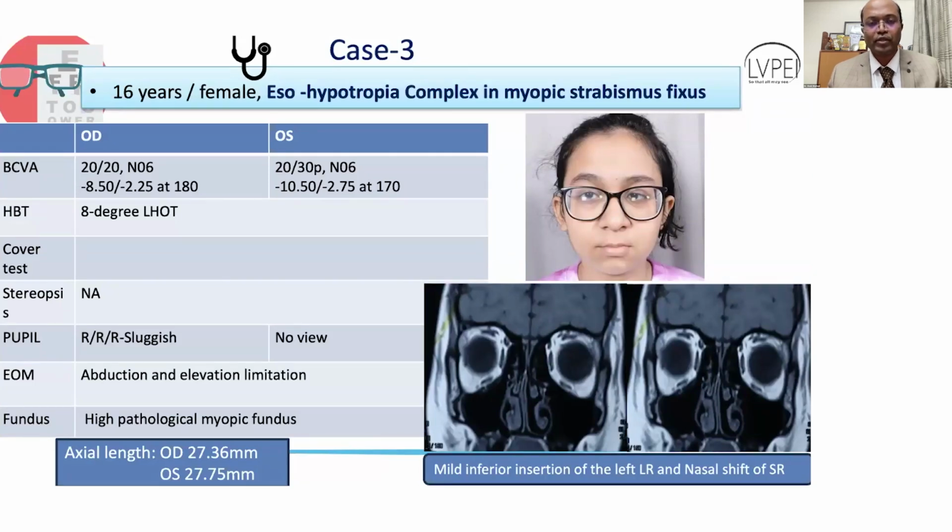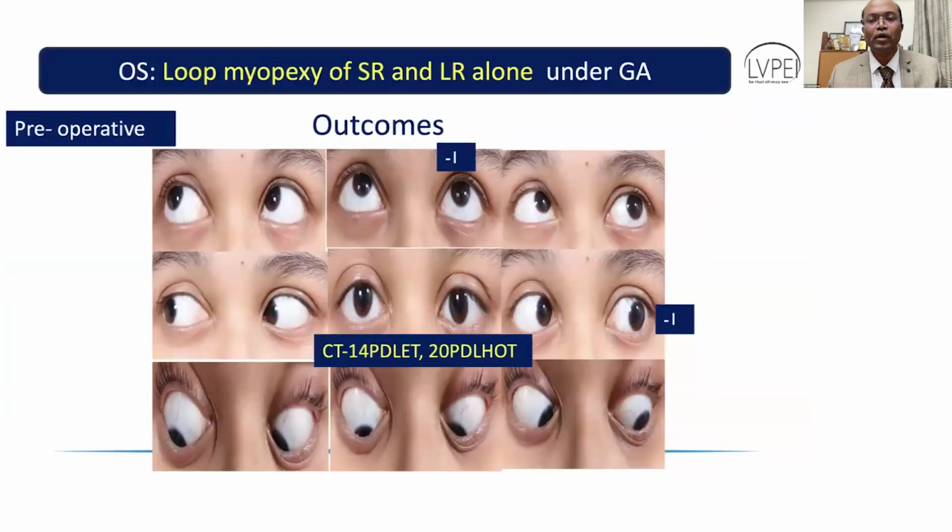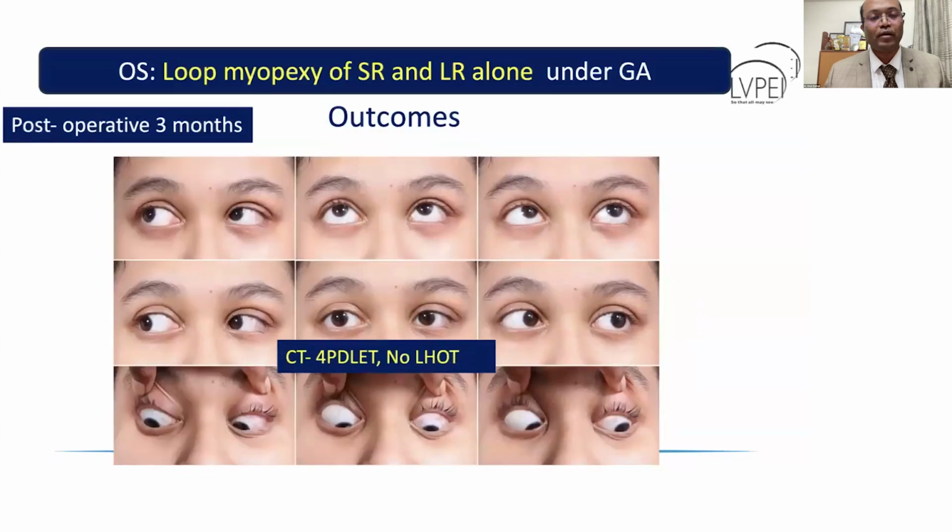In this particular patient, I could do left eye loop myopexy of SR and LR, and you can appreciate the preoperative motility limitation. There was -1 abduction, -1 elevation limitation, and she has this moderate amount of ET hypertropia. And at 3-month post-operative follow-up, you can appreciate that there was a remarkable improvement in her isohypertropia complex.